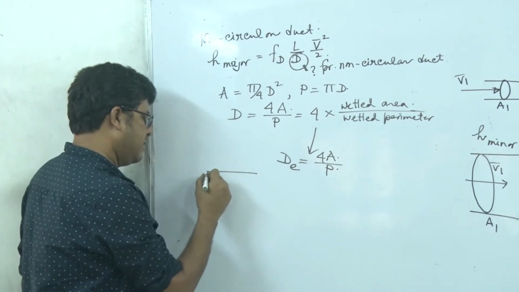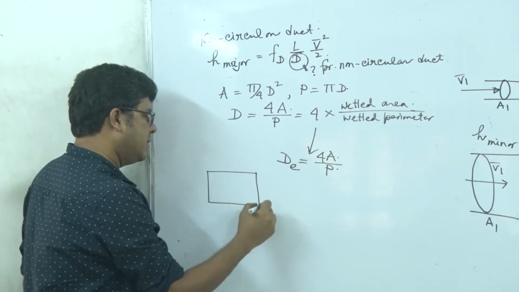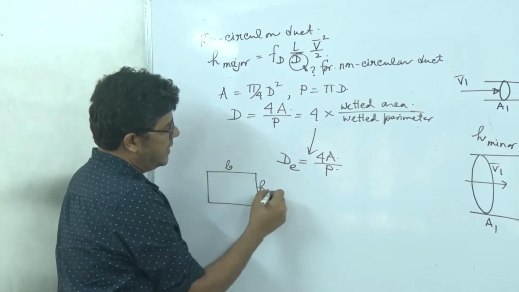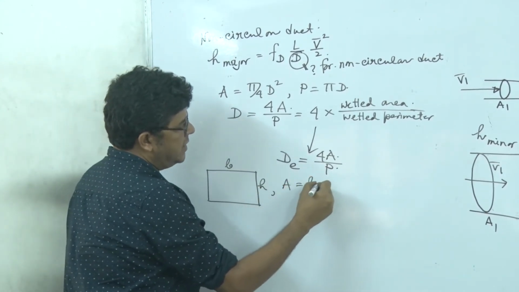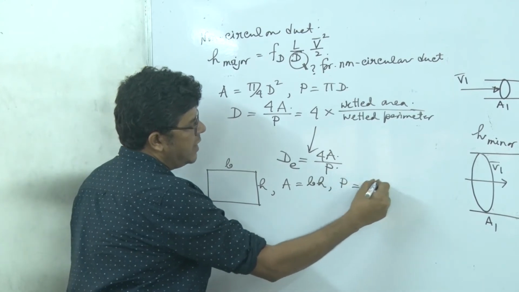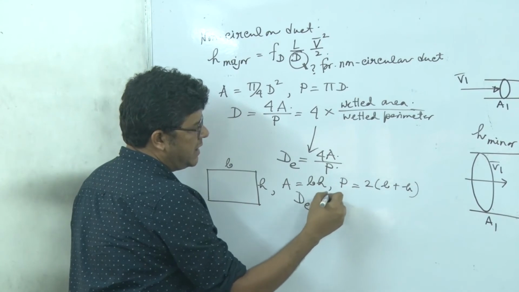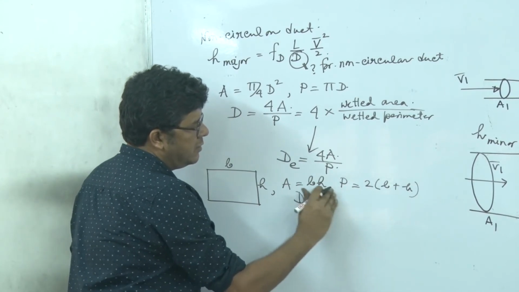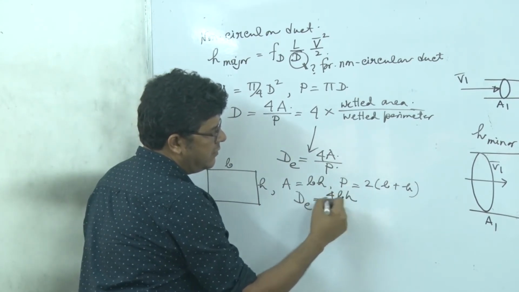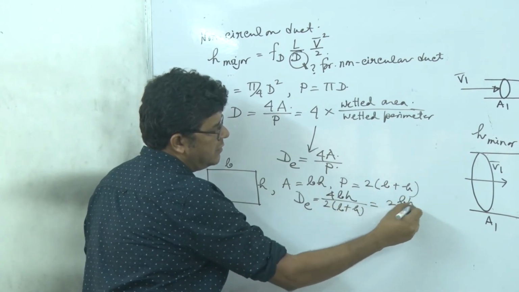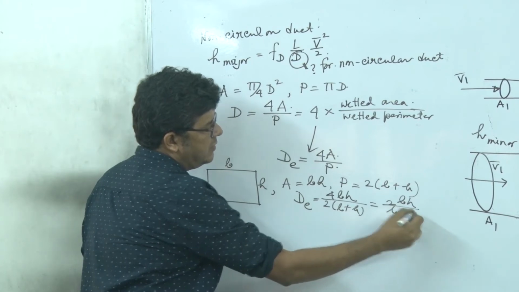Just think of a duct of rectangular cross section. This is the breadth, this is the height. So area is B into H, perimeter is twice of B plus H. So equivalent diameter is 4 into BH divided by 2 of B plus H, giving you 2BH divided by B plus H.